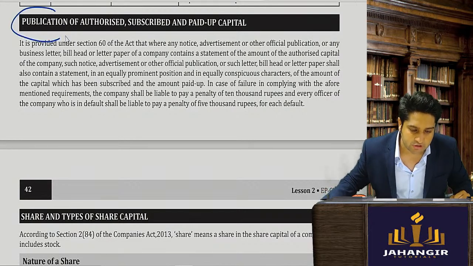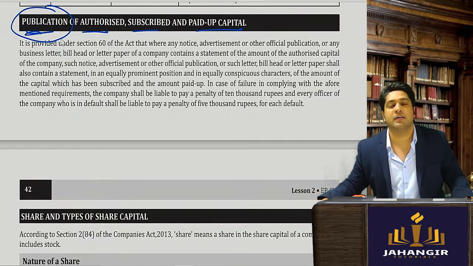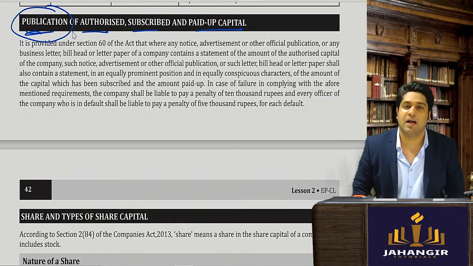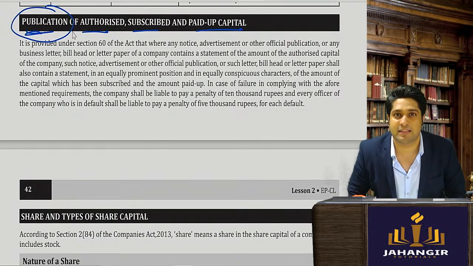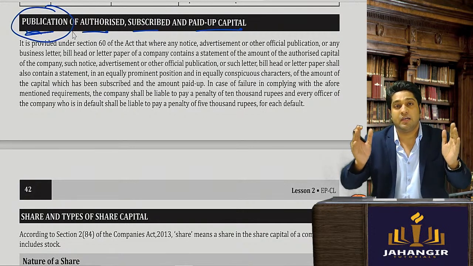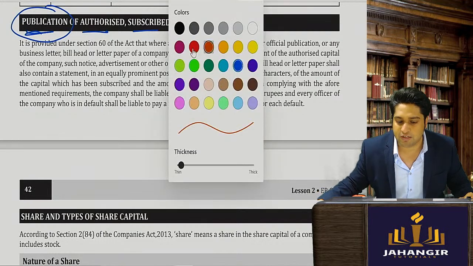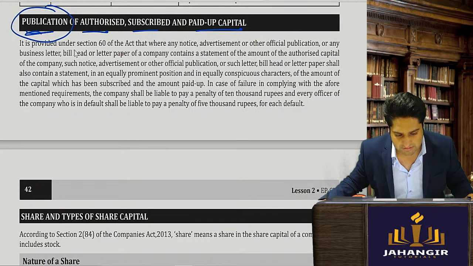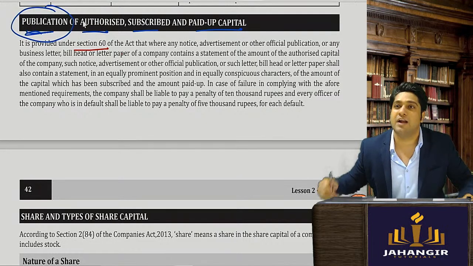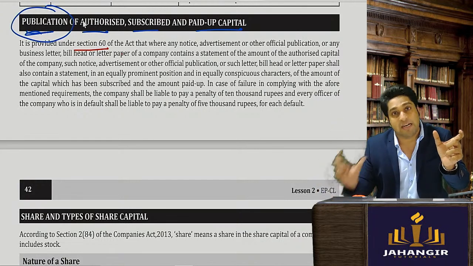Now they said publication of authorized, subscribed and paid up capital. Publication means what? Tell me one thing, can I only talk about my assets and not about my liabilities? I only talk about good things about me but not the bad things. Is it okay? Can a company just talk about their authorized capital, issued capital but not the paid up capital? So they say no, wait a minute. If the company at any time as per section 60 announces, publicizes, displays, advertises its authorized capital, it also has to say what is its paid up capital.